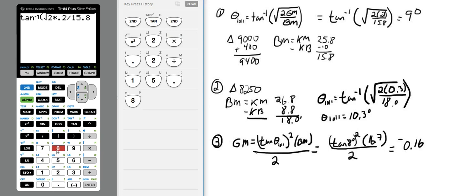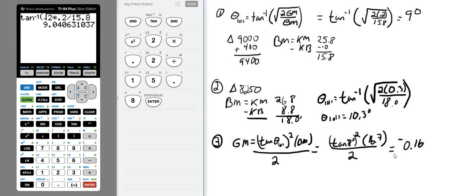15.8. Now, I could close it with the parentheses, but I don't need to. I can just hit enter. And there it is, 9.04, 9 degrees. Okay? So that's that one. All right, that was problem one. Here are the keystrokes right here. Those are the exact keystrokes that I did right there.